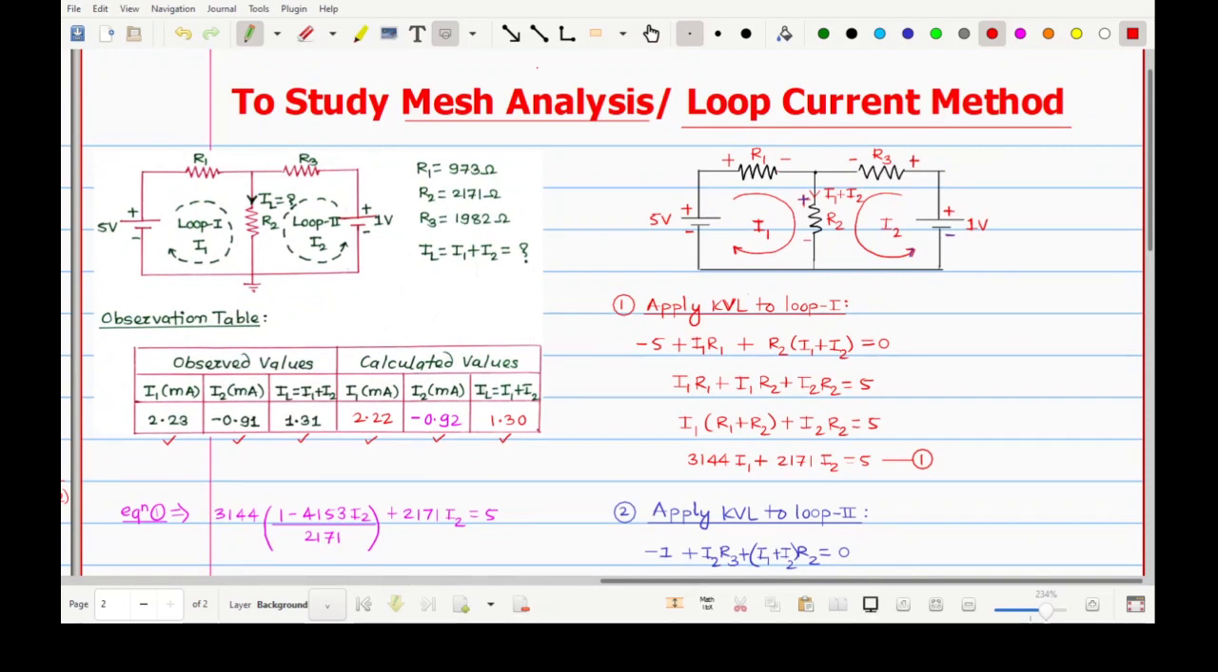In this way we can apply mesh analysis or Maxwell's loop current method to find out the current flowing through any branch. Here we have calculated that the current flowing through R2, this load current, is nothing but 1.30 milliampere.